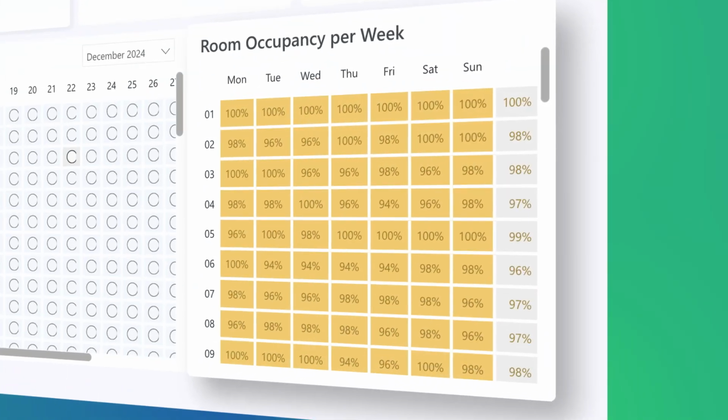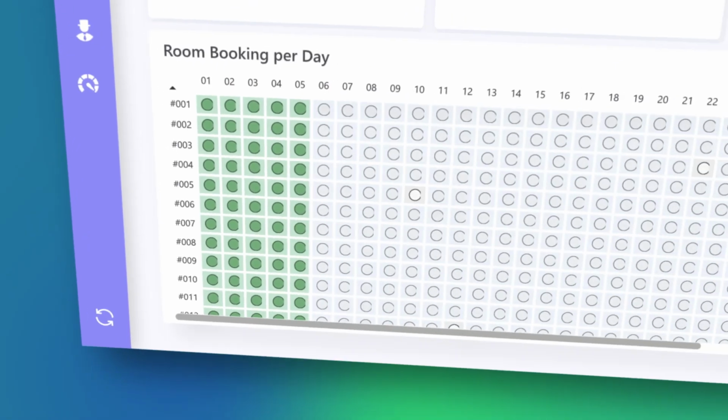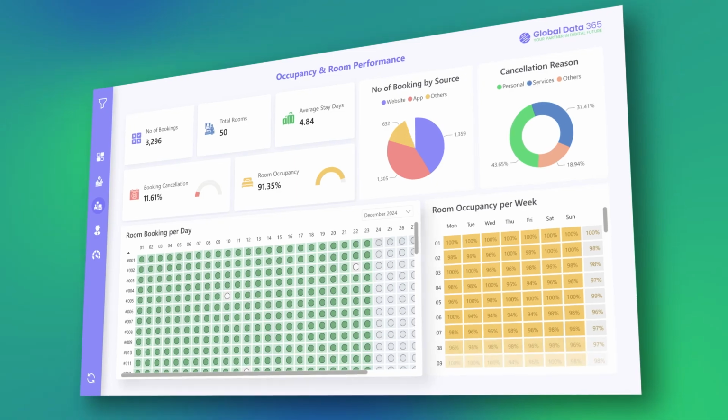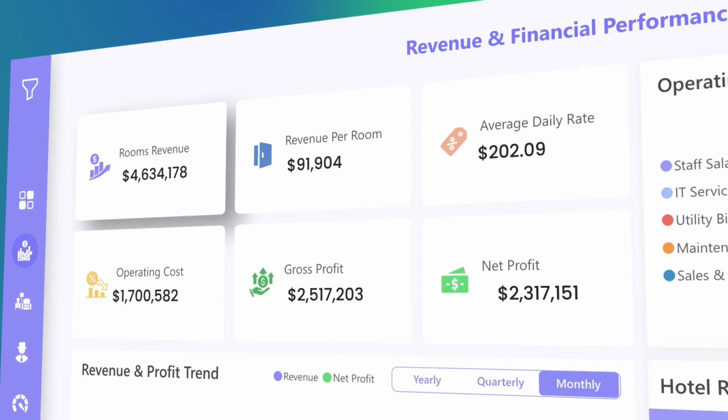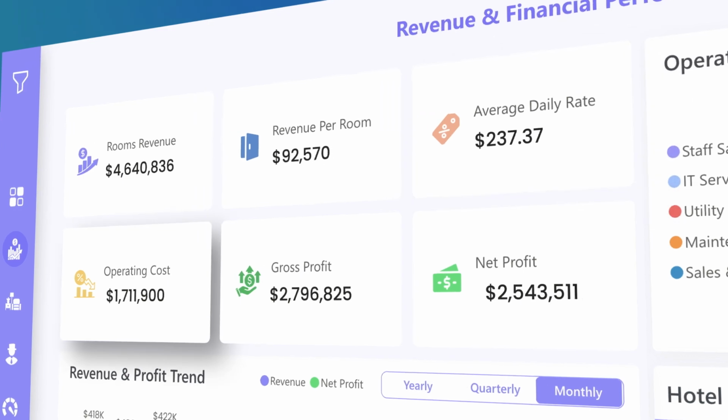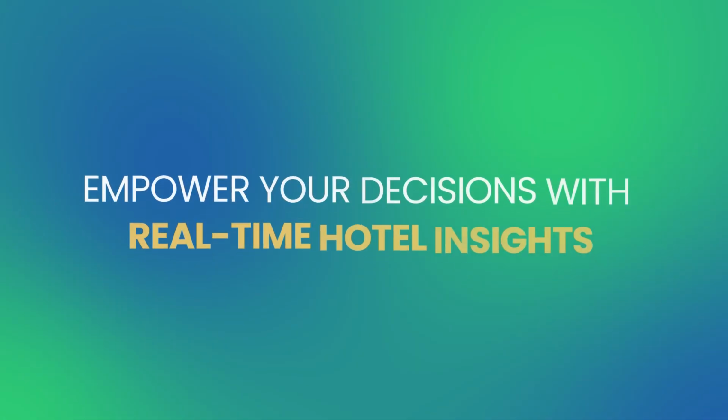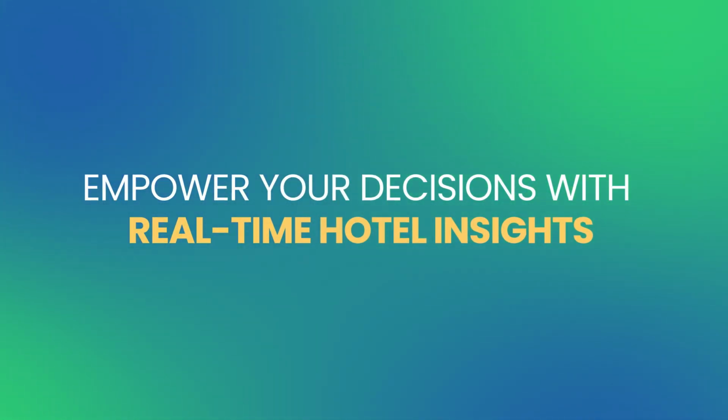The Hotel Management Dashboard transforms fragmented information into a unified, intelligent view of your business. From revenue growth to guest delight, every metric connects to your success story. Empower your decisions with real-time hotel insights.